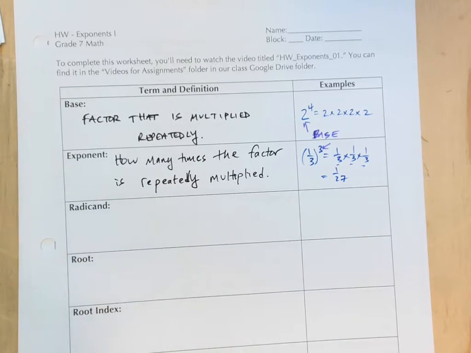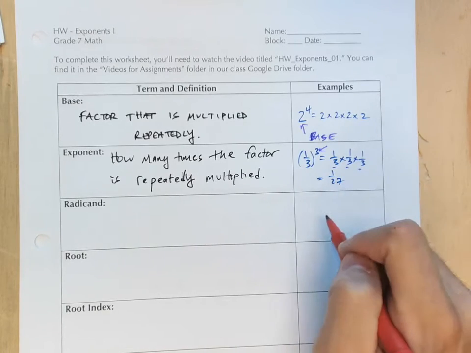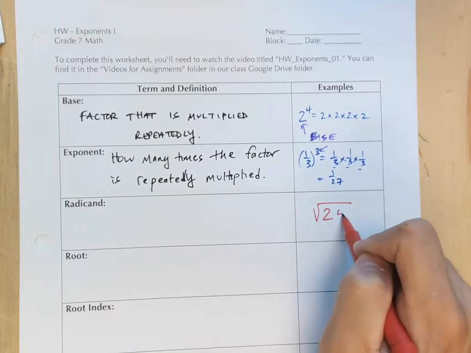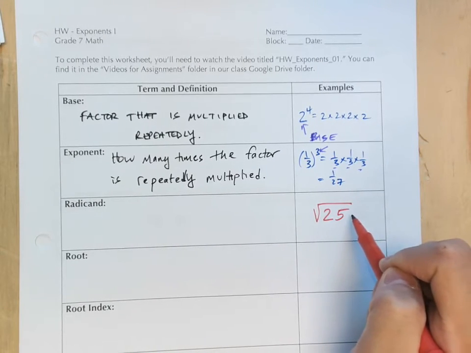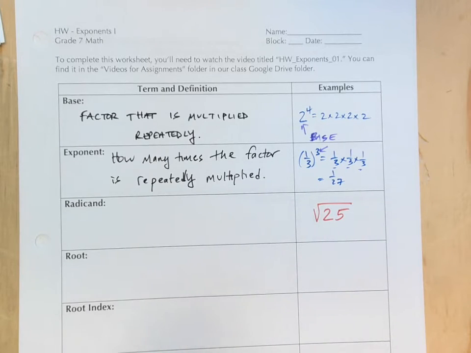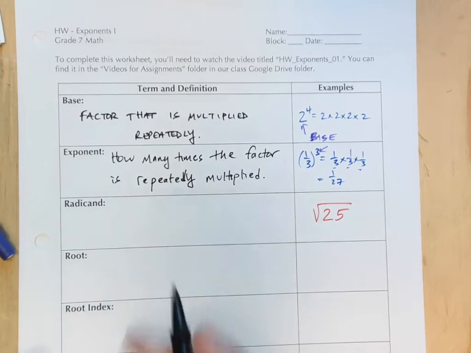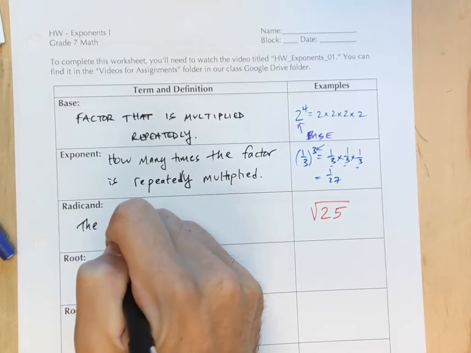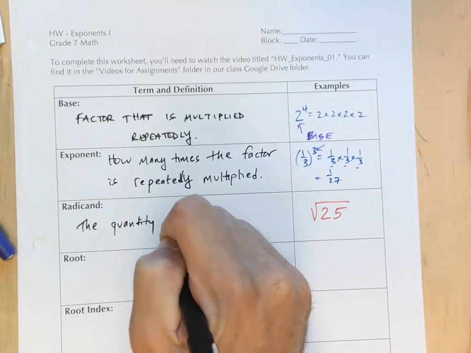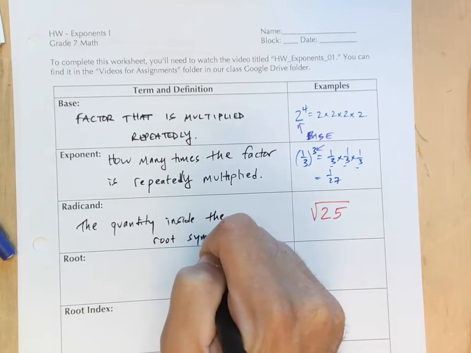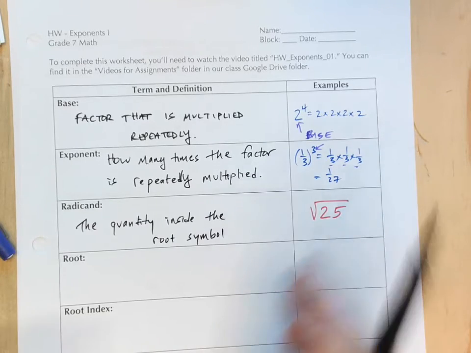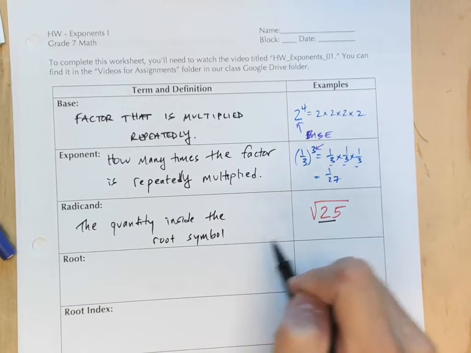All right. So now we're going to move to questions with root symbols. As an example, we know this calculation means the square root of 25, which you think to yourself, what number times itself is 25? We know that's 5. I want to start with some definitions. The radicand is the quantity inside the root symbol. This thing is the root symbol, so the radicand here is the 25.